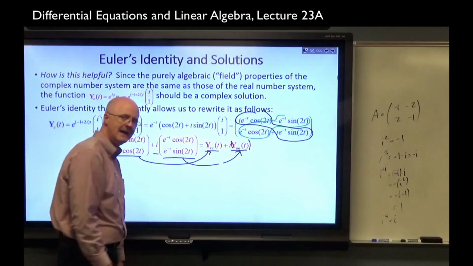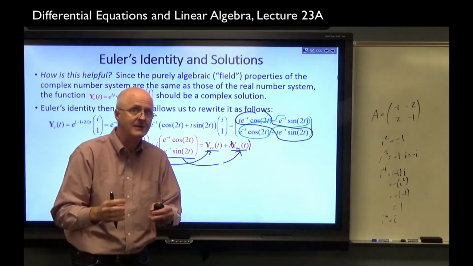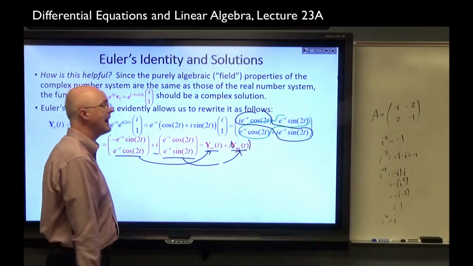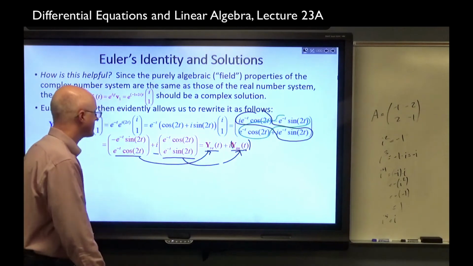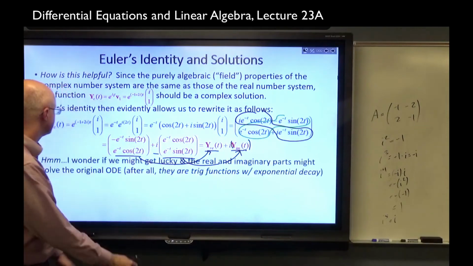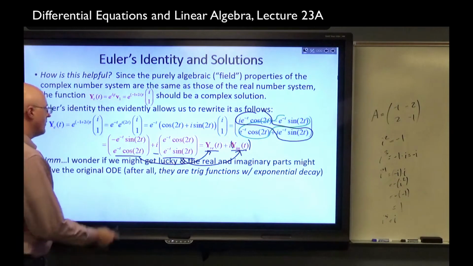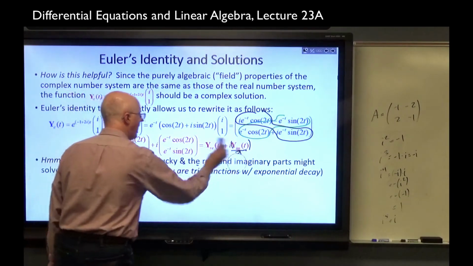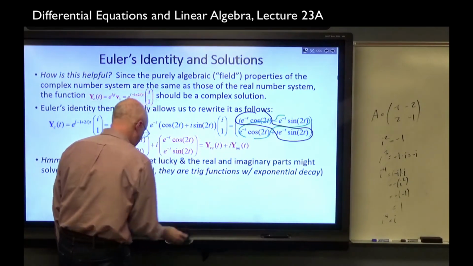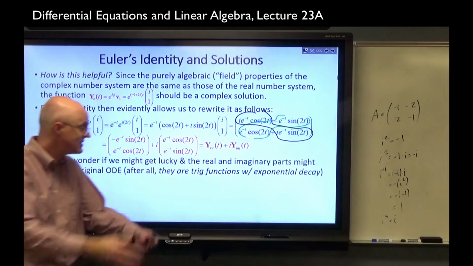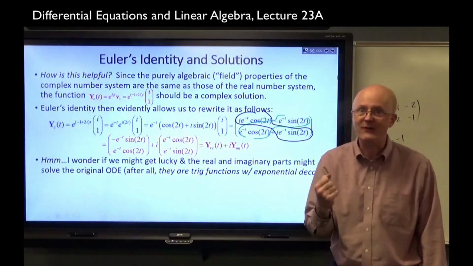RE means real, IM means imaginary, but again, the imaginary part is a real quantity, a real vector in this case. It's just next to the i. That's why we call it the imaginary part. Not only do we have complex numbers, we have complex vectors. I wonder if we got lucky here. I wonder if Y_RE and Y_IM might solve the original ODE. After all, they involve trig functions with exponential decay, just like we were guessing. I feel really excited.